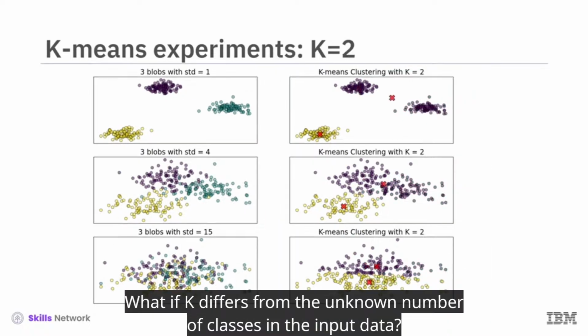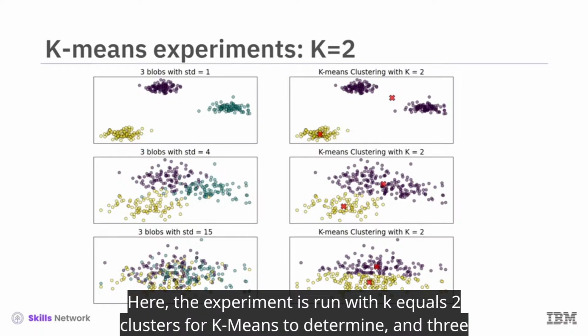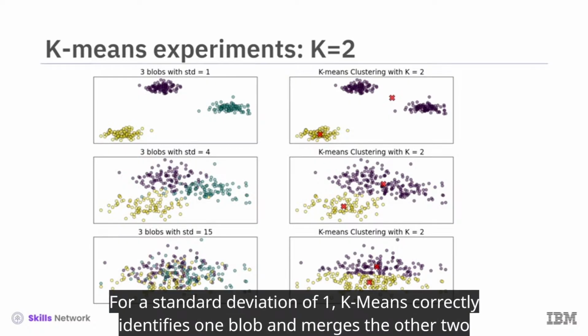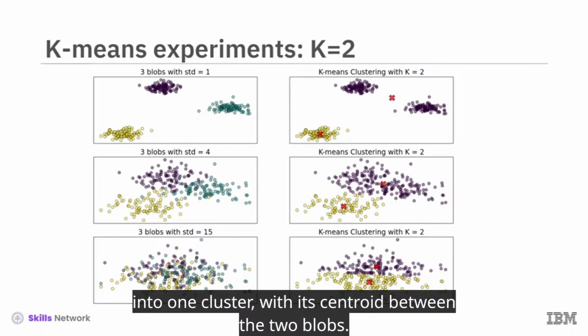What if k differs from the unknown number of classes in the input data? Here, the experiment is run with k equals 2 clusters for k-means to determine, and 3 blobs with 3 unknown classes are given. For a standard deviation of 1, k-means correctly identifies one blob and merges the other two into one cluster, with its centroid between the two blobs.